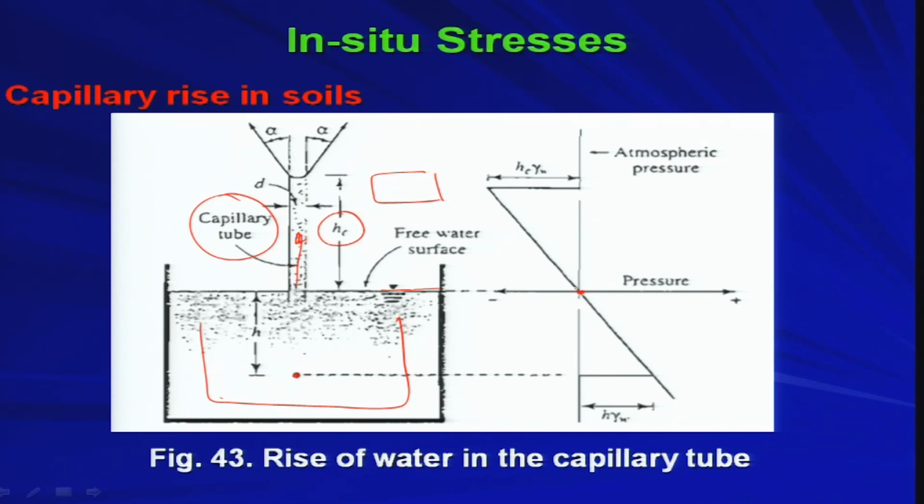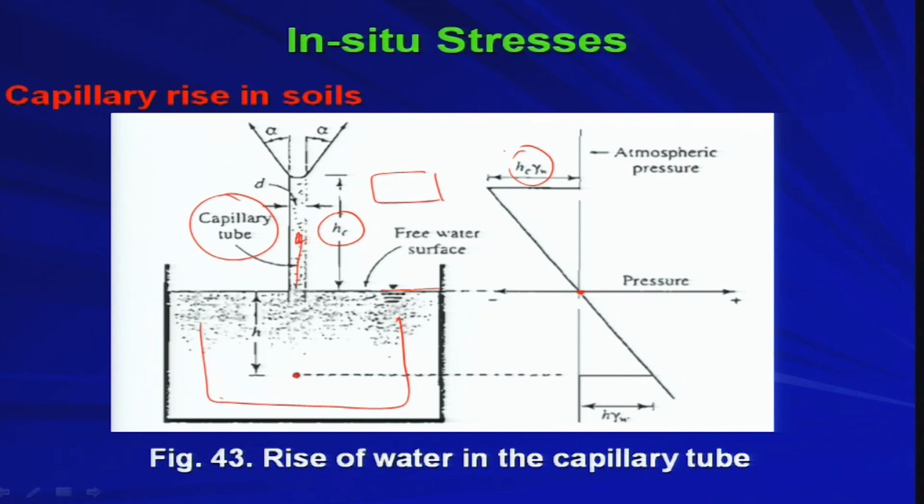Now, on top of that, due to your capillary rise, you will have some suction, some tension, and that tension will be equal to Hc into gamma W, where Hc is the height of capillary rise, which needs to be calculated, needs to be determined. Okay. So, the pressure distribution.